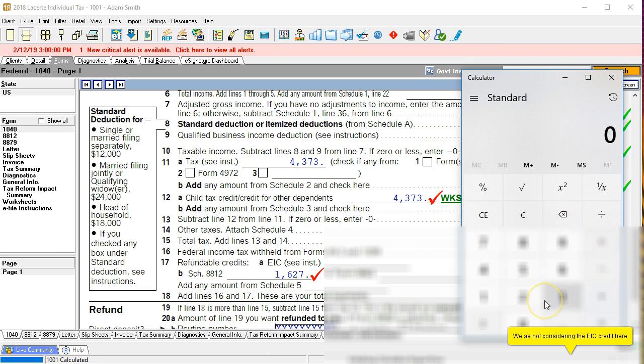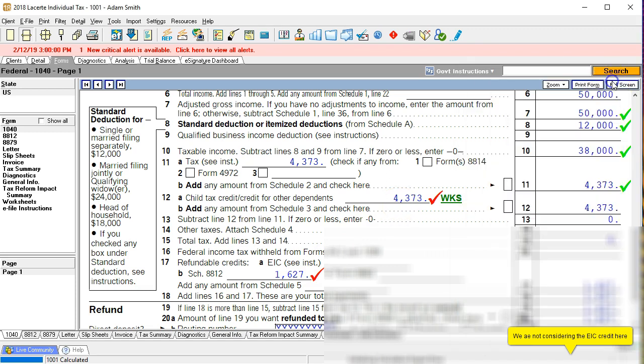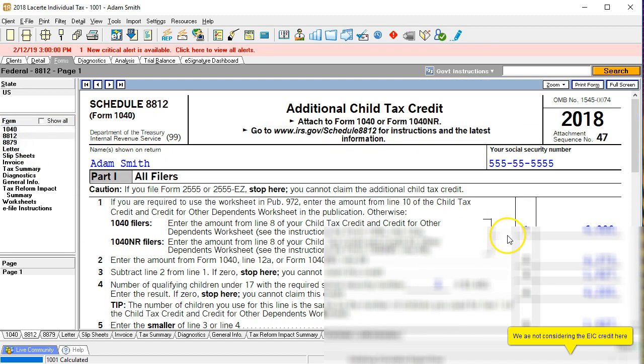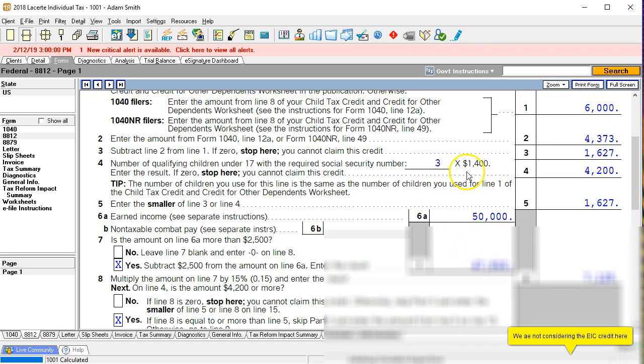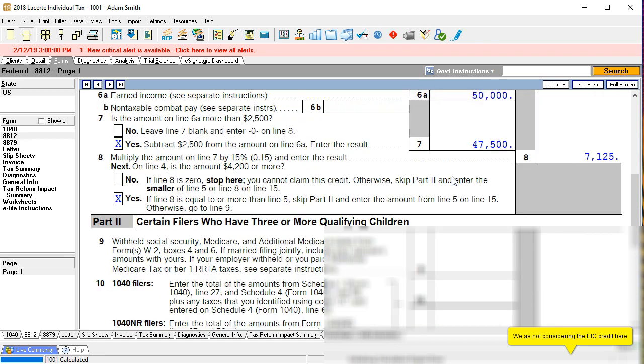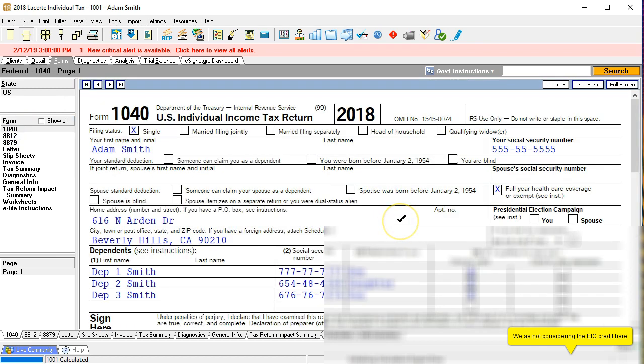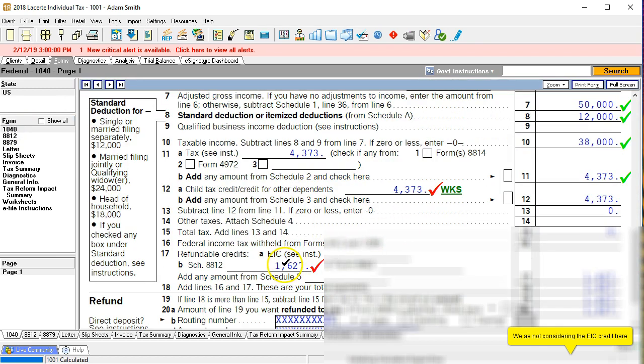So let's try that again. I would think it would be 6,000. 4,373 plus the 1,627 is the 6,000, right? Between these two. Because we have the 3 dependents times 2,000. That's what it's going to be. And if we go to the worksheet on this form 8812, now we've got the 6,000, right? And then the cap now is 1,400 times 3 that we could get to for those dependents. The maximum, in other words, of this number.